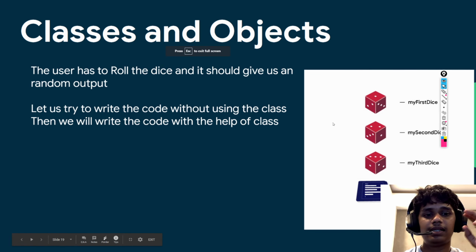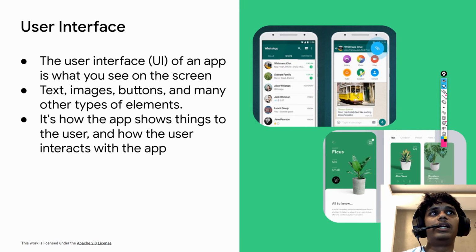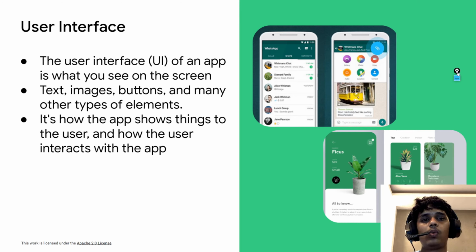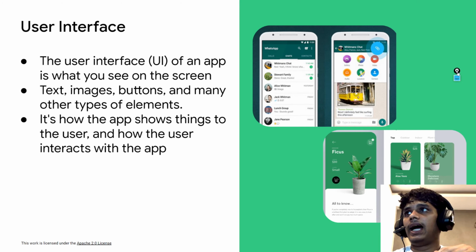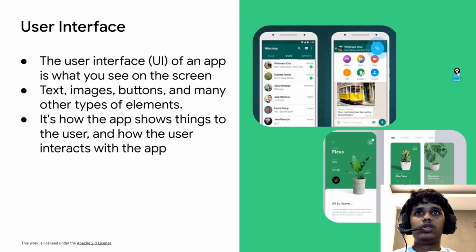Okay, these are the classes and the objects. So this is a basic example. So let us understand about the user interface. Whenever you try to open an app, the first thing that you'll get to know is the user interface. So what is a user interface? By the name itself, you can notice there is a user and there is an interaction between you and an Android app. So we call it a user interface.